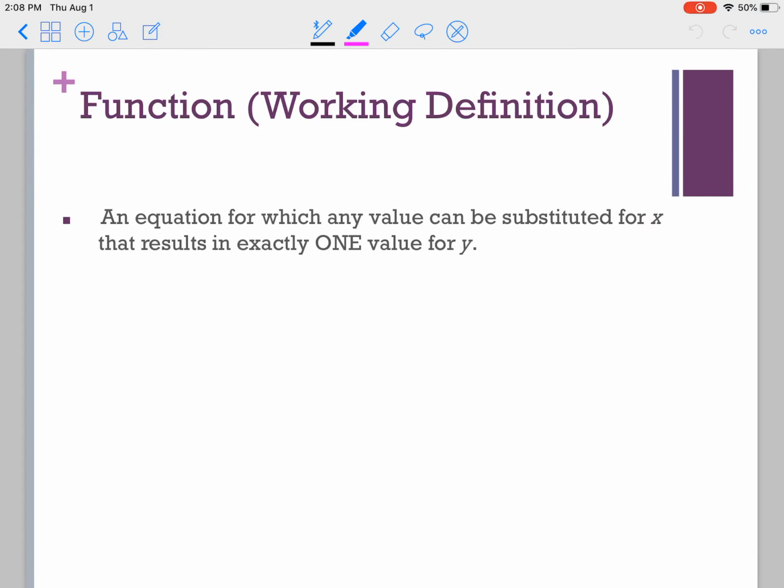Okay, so a working definition of a function: it's an equation for which any value can be substituted for X that results in exactly one value for Y. So most of the time, not always, but most of the time, we're going to have Y equals something with X. Obviously, we can have a plus or a minus, and some numbers. But for any X that we put in, we can only get one value of Y.